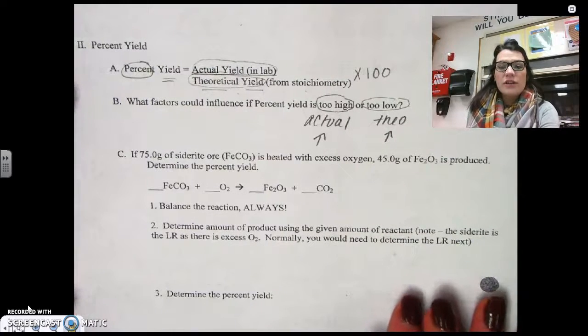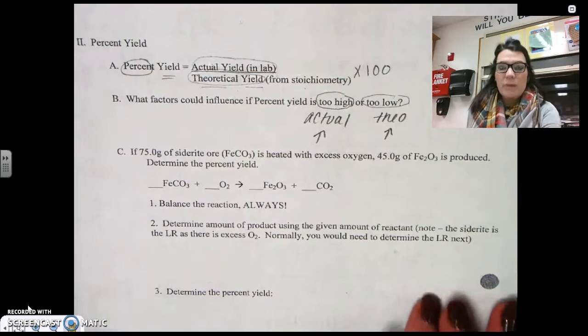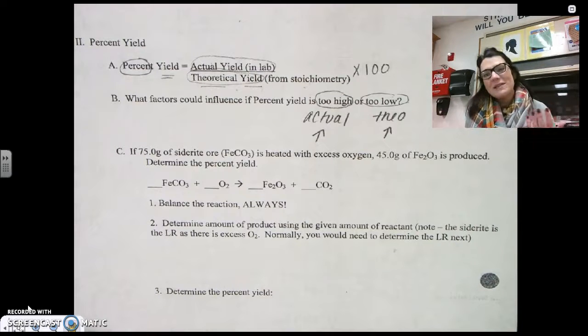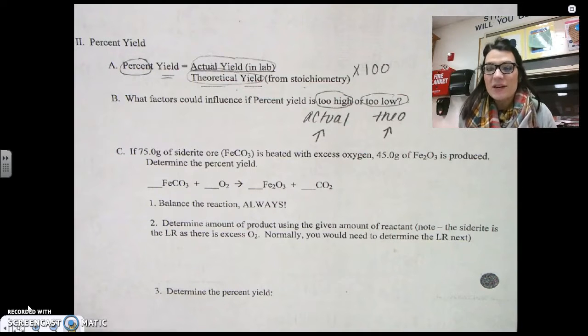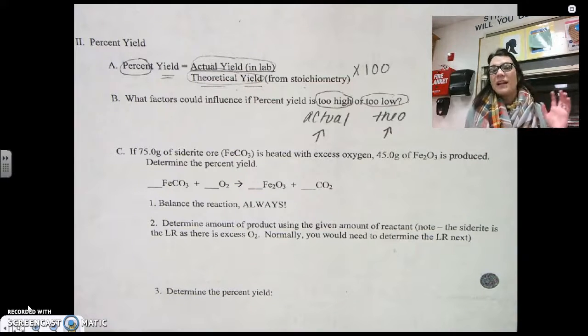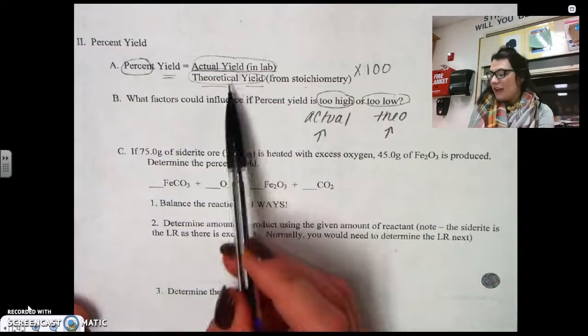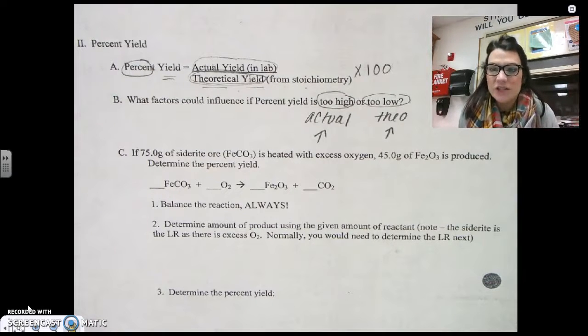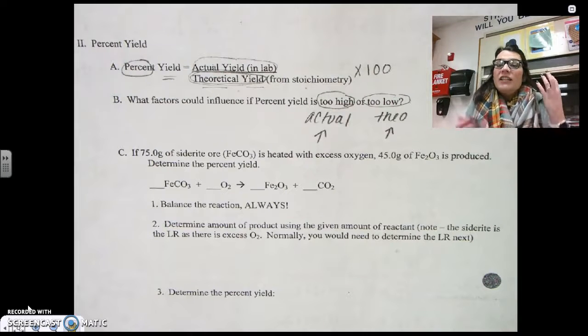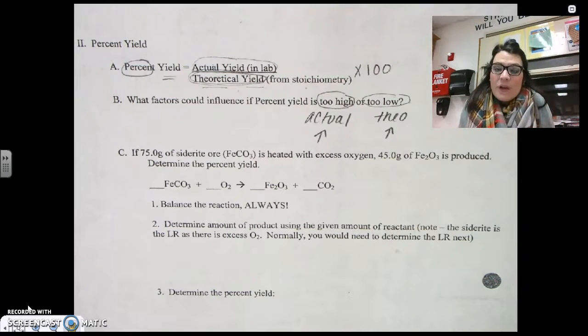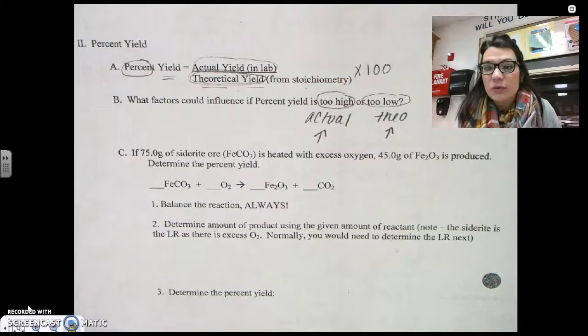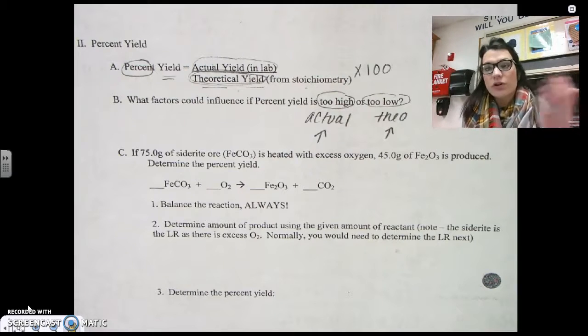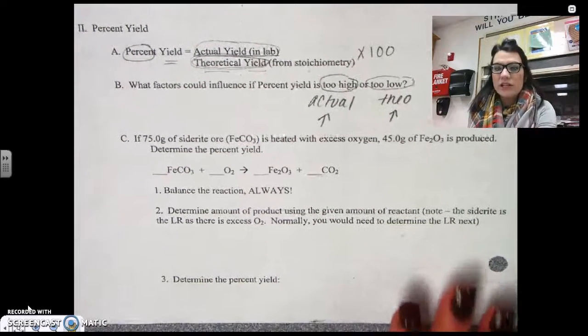Okay. So let's look at one of these types of problems. Now sometimes it's easy and I just say this is the actual, this is the theoretical, what's the percent yield? But since you can calculate theoretical yield from stoichiometry, I'm probably going to make you do that first before you solve for percent yield. Now here's the thing, unless you're performing the lab, you don't know what actual is. So I will always have to give you the actual yield in a problem, unless, of course, you perform the lab yourself. Okay, so let's look at an example.